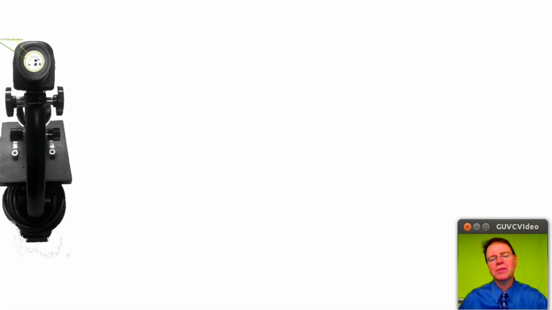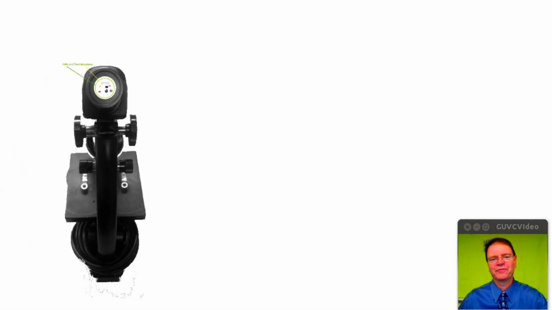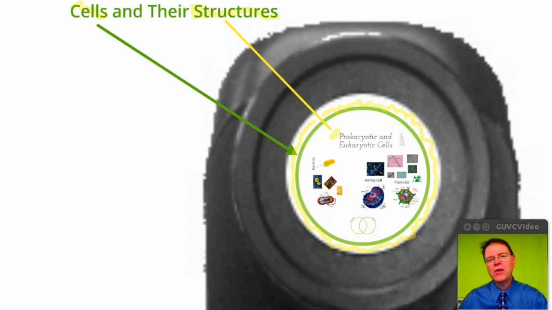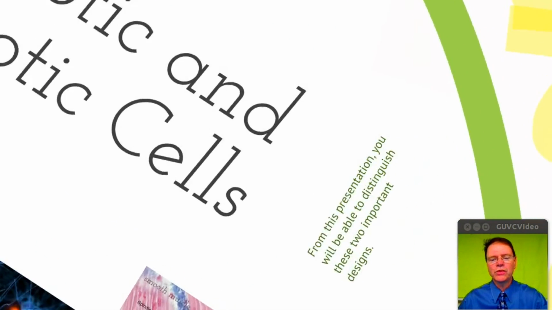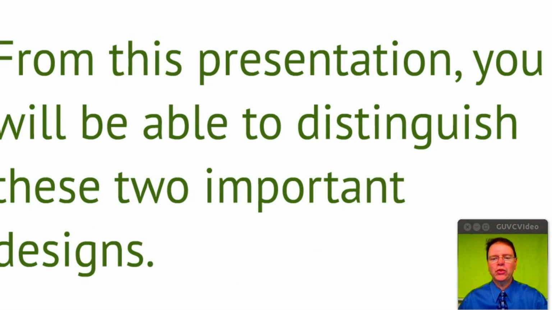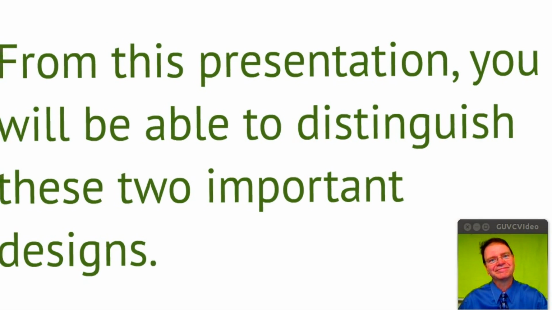In this short segment, I want to take you through some basic characteristics of two groups of cells so that you can just understand more about the structure that you're seeing. So cells and their structures, specifically prokaryotic and eukaryotic cells. So in this program, you will be able to distinguish these two important designs in cells.